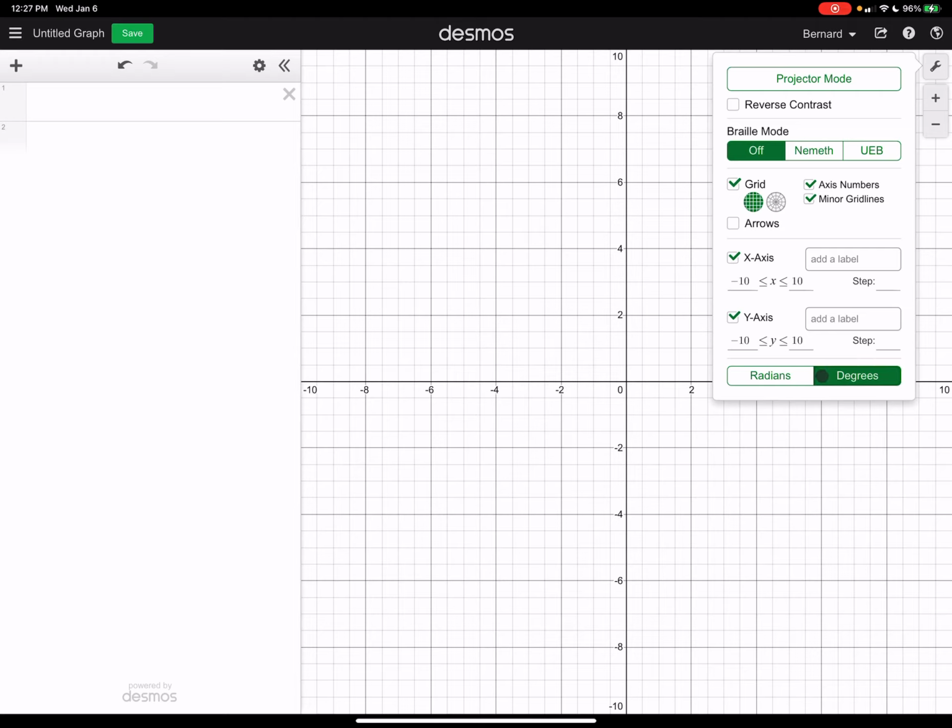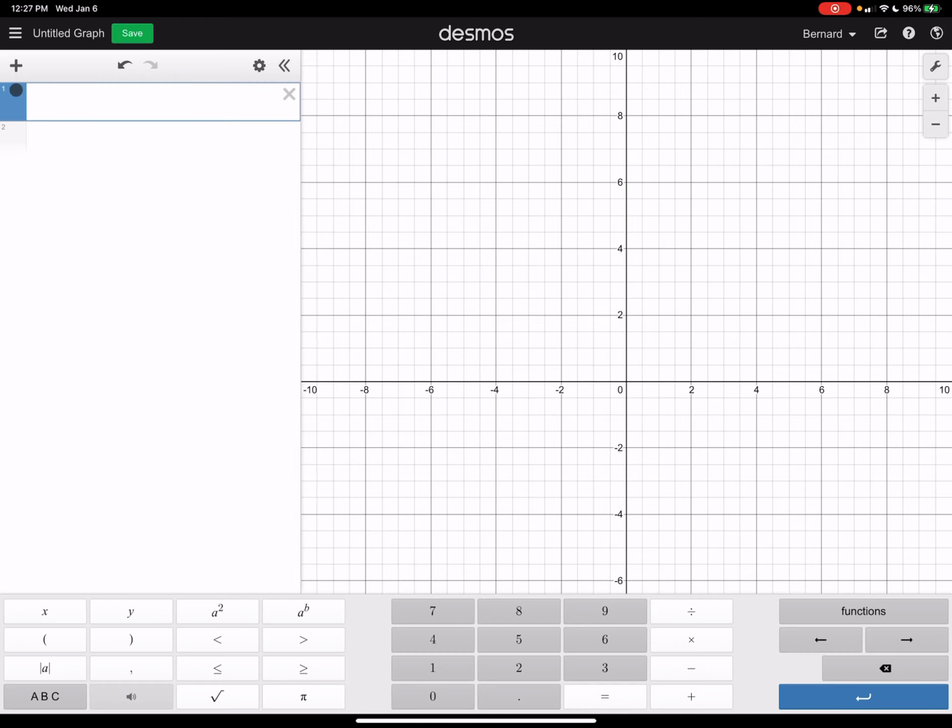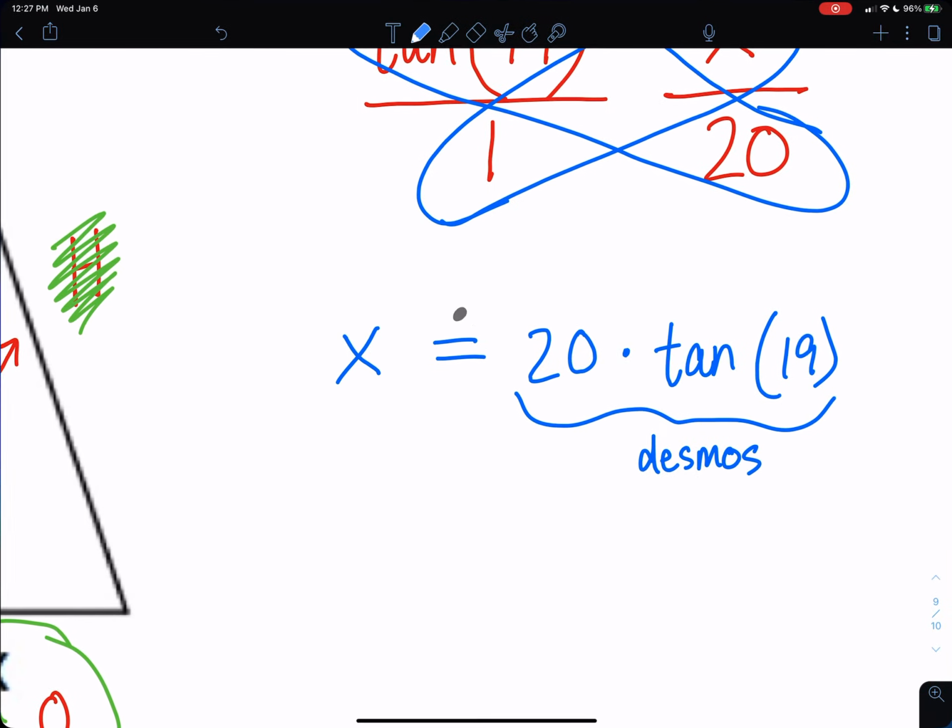All right, degrees is now highlighted in green. And so now, once degrees is highlighted in green, we are good. That means Desmos is gonna work with degrees for us, and that's what we want. And so now we can go over into one of these bars over here. I'm gonna click into the top one, and we can type stuff in, and it's gonna tell us what the answer is. And so what we wanna type in is 20 times tangent of 19.